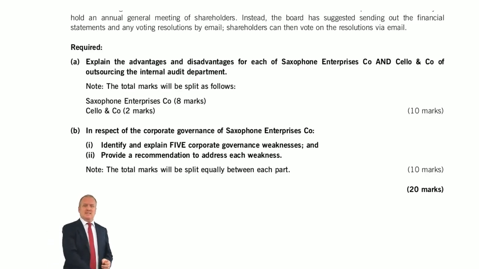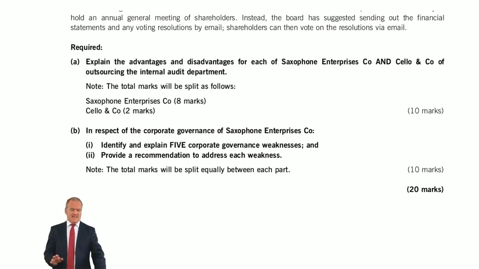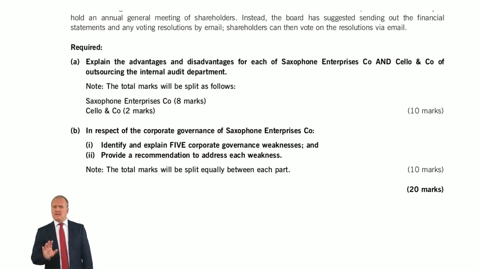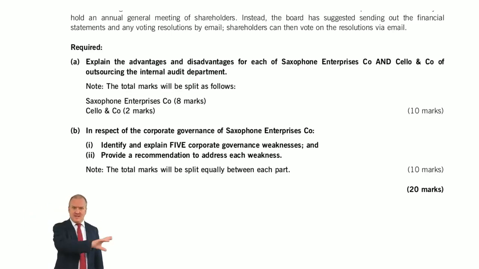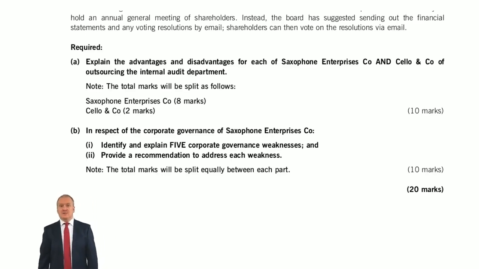And when we did controls questions, I said look out for what you are told is not happening. And that will work in this type of question as well. If it says they are not doing something or they haven't got one of these, I'd imagine it's because corporate governance says they should have one of those.